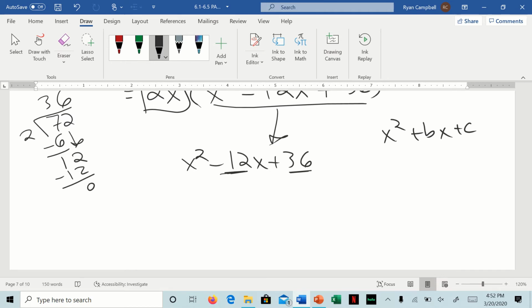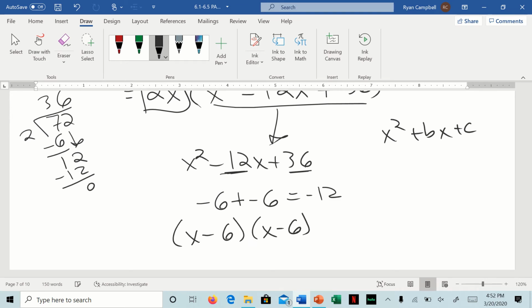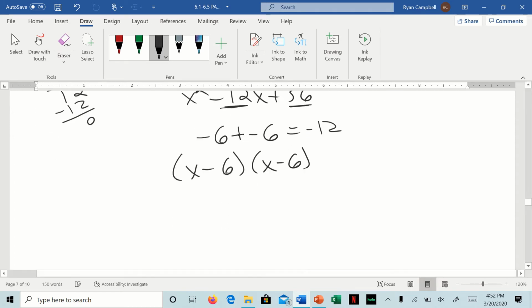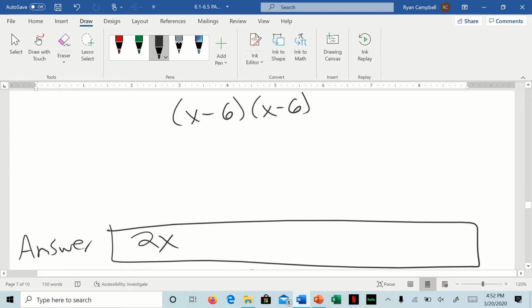You may be able to see that it's just going to be -6 times -6, right? Because when you multiply those two together, you get +36. When you add them together, you get -12. So we get x minus 6 and x minus 6. So you can write it like that, and since these are linear, we're done. So we get x minus 6, x minus 6.